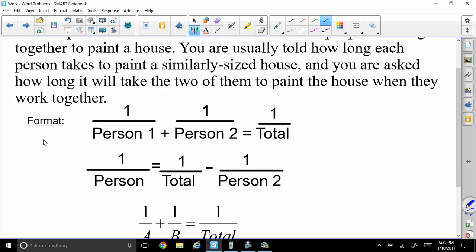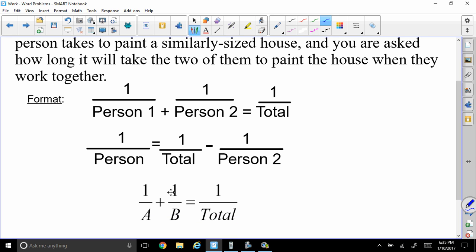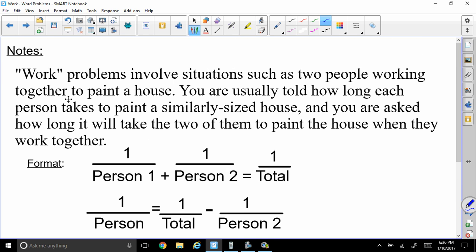So here's the format and formula you should know. 1 over person number one plus 1 over person number two is equal to 1 over person number three. Sometimes one person works alone, so 1 over person number one who's working alone is equal to 1 over the total minus 1 over person number two. So in general, 1 over A plus 1 over B equals 1 over the total. If you memorize that, you'll have no problem with this topic.